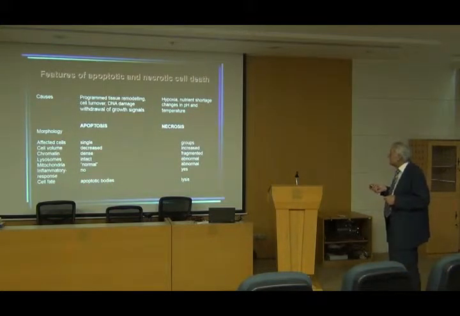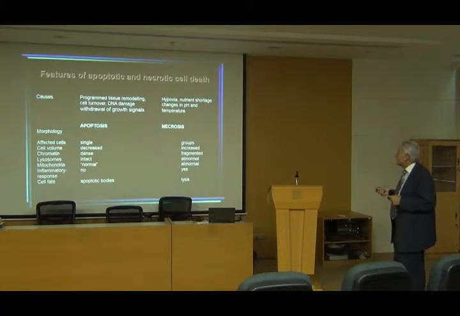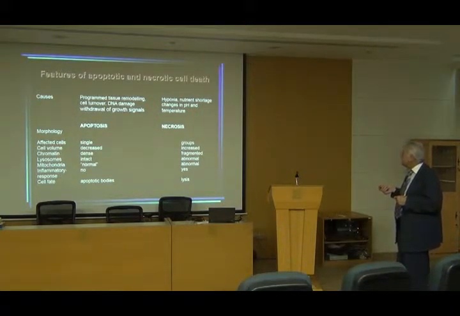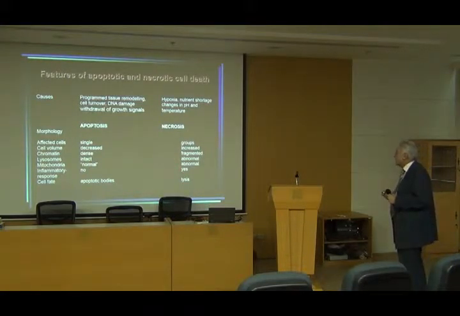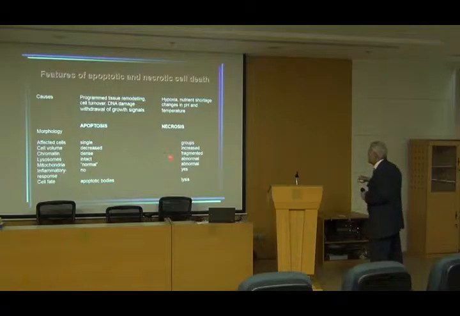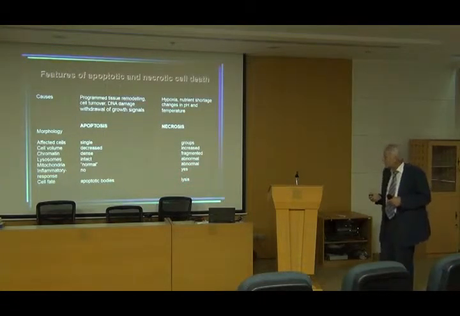Necrosis, for example, is caused by hypoxia, changes in pH or temperature. In necrosis, you find affected cells in groups, the cell volume increased, DNA or chromatin fragmented, lysosomes abnormal, mitochondria abnormal, inflammatory response is visible, and it leads to the lysis of your cell.